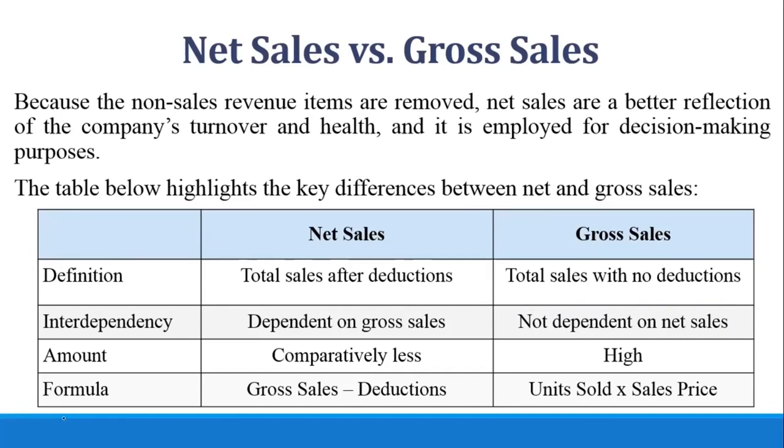Their interdependency: net sales is dependent on gross sales, while gross sales are not dependent on net sales. And the amount: net sales is comparatively less, gross sales is high. For the formula, net sales is gross sales minus deductions. Gross sales is units sold times the sales price. Ayun, kaya mas higher siya sa amount, si gross sales.